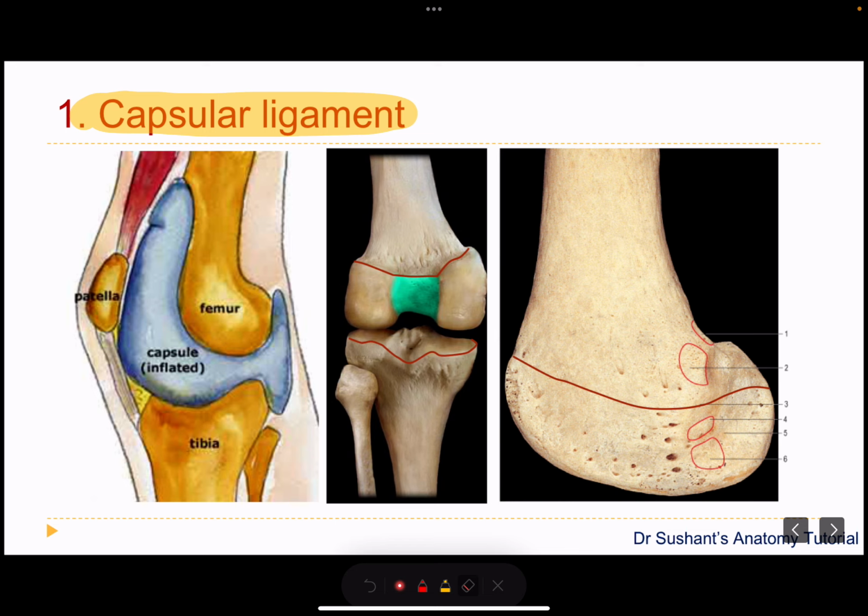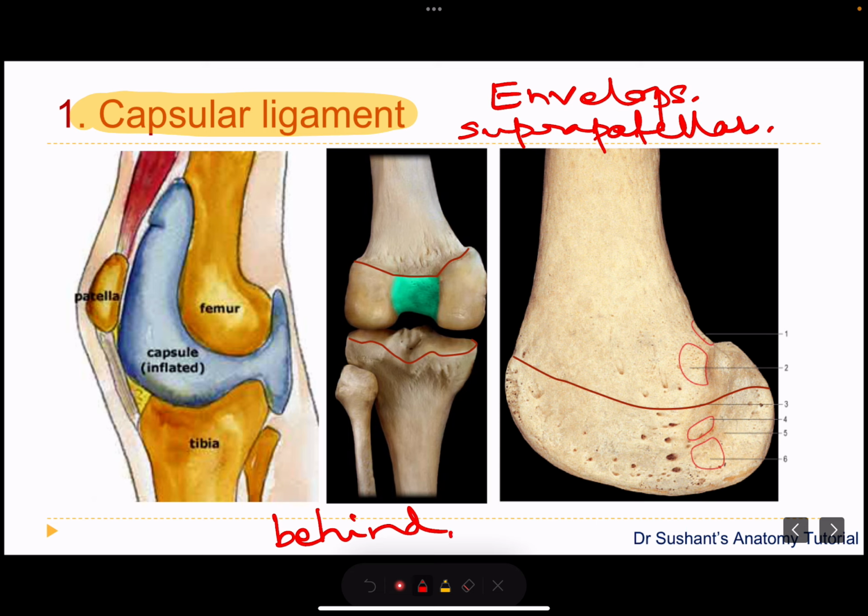It is like an outer packing of the joint. So it basically envelops the joint. But remember, the capsular ligament is deficient right above for the suprapatellar bursa. So for the suprapatellar bursa, the capsular ligament is deficient, right? And one more place the capsule is deficient, that is behind the lateral condyle. So behind the lateral condyle the capsule is deficient, and that is for the tendon of popliteus.